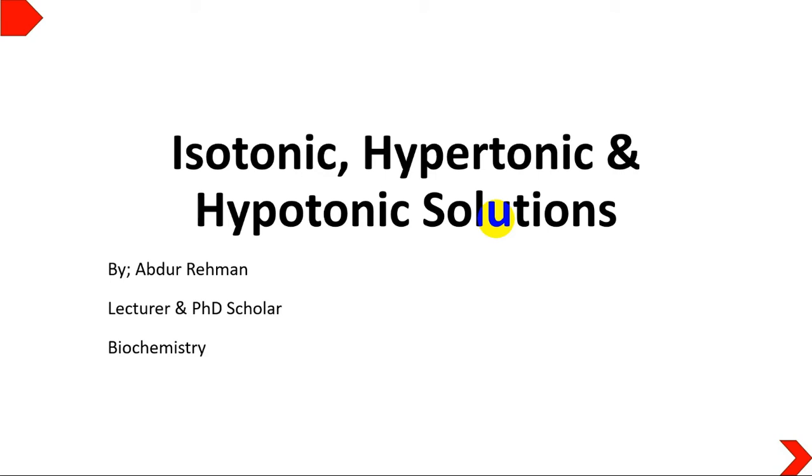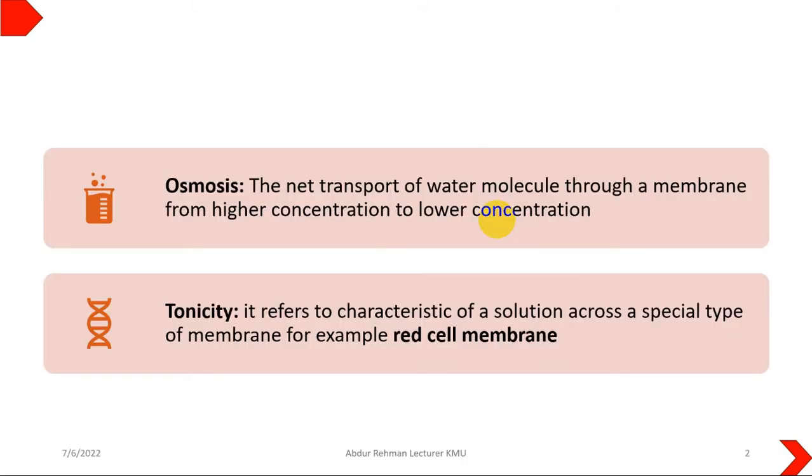Today we will look into the difference between isotonic, hypertonic and hypotonic solutions. First of all, we will have a brief intro about osmosis. It is the net transport of water molecules through a membrane from a higher concentration to a lower concentration. So it's just a movement of water from the higher concentration across the membrane towards the lower concentration.